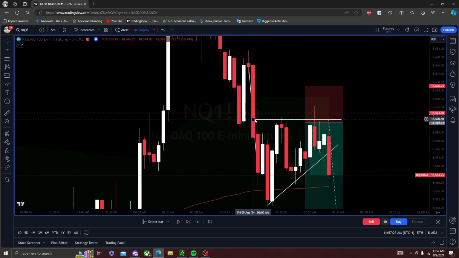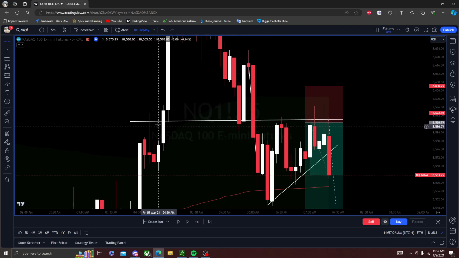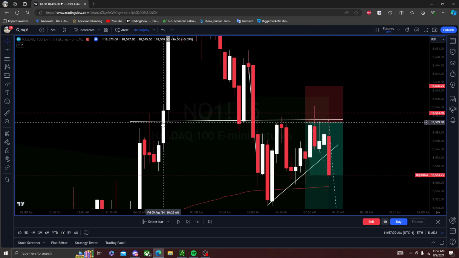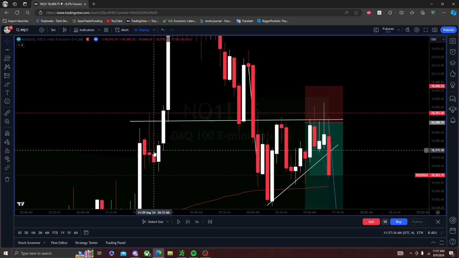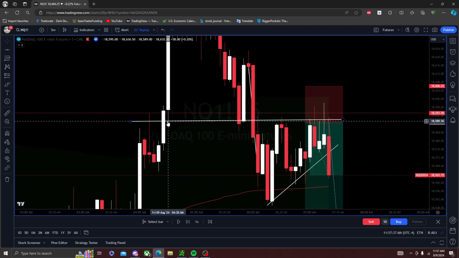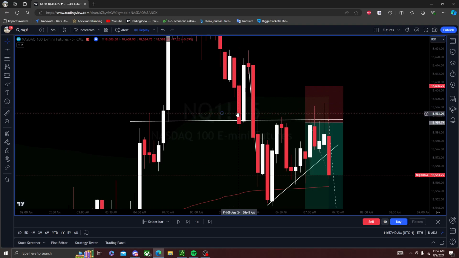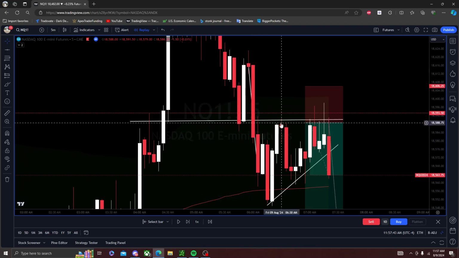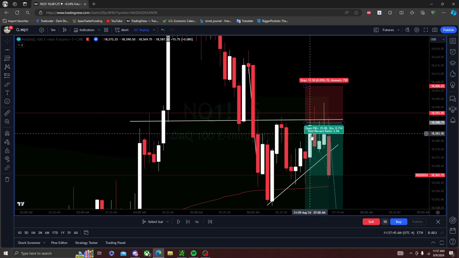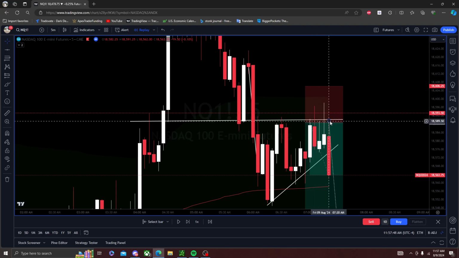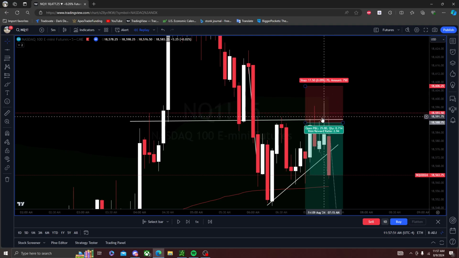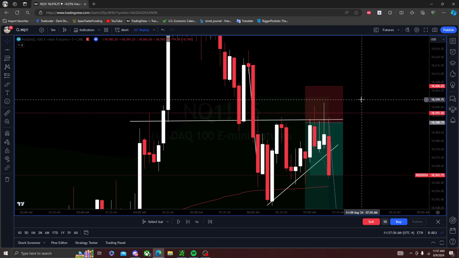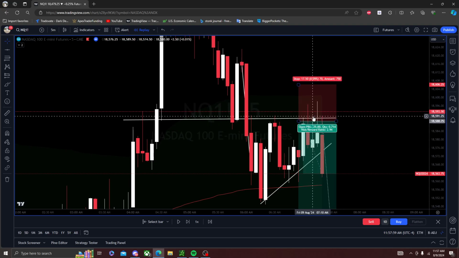Because as you can see here, if we drew this line across, how are we initially using this level here? We are using this initially as resistance, on this wick up. Resistance ended up getting broken, flipped to support, it got broken, and then what was once support then flipped to resistance. So it would be the same exact thing. If we ended up getting a candle close above this, this initial resistance right here would then flip to support.